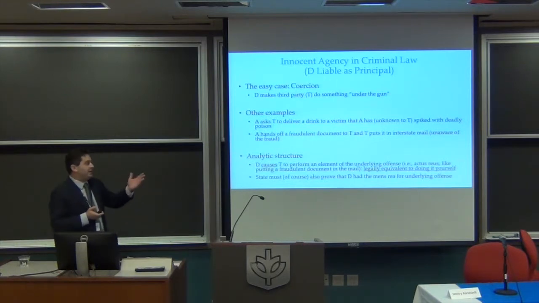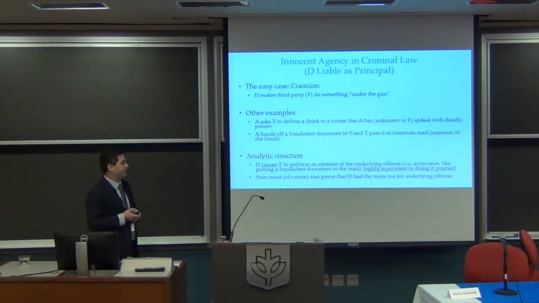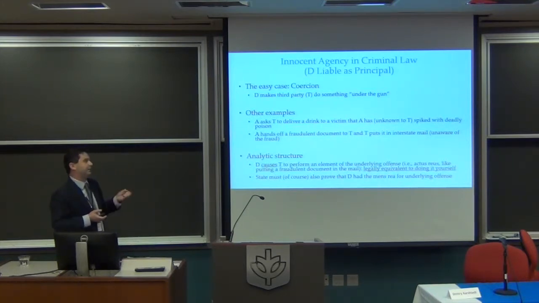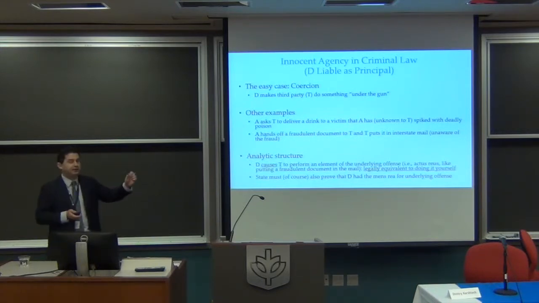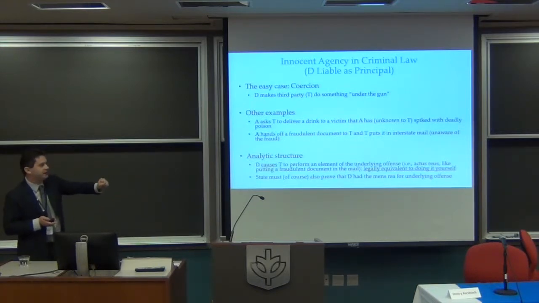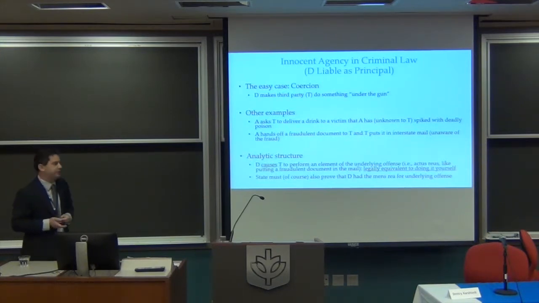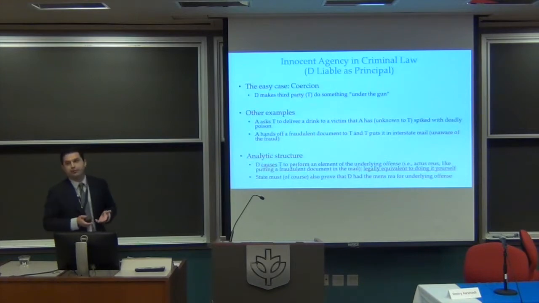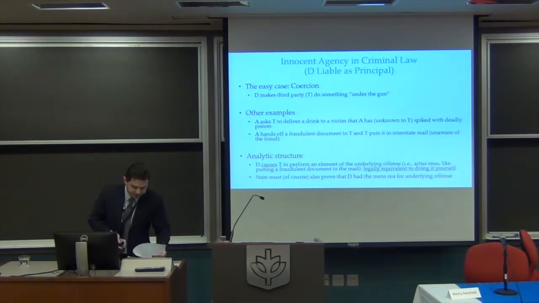So again, you can have derivative liability here because T lacks the mens rea, right? The courts find a way to deal with this. And then A hands off a fraudulent document to T. Same idea. I'll give an example in this case. So the analytic structure here is D causes T to perform an element of the offense, which is legally equivalent to doing it yourself, right? And of course you have to prove the mens rea, whatever the mens rea is, right?